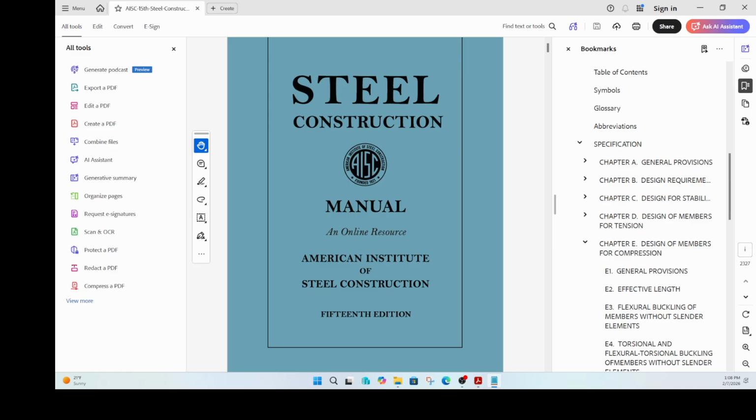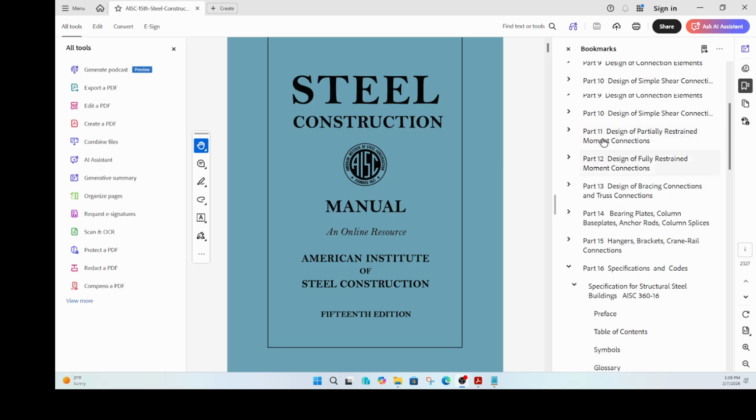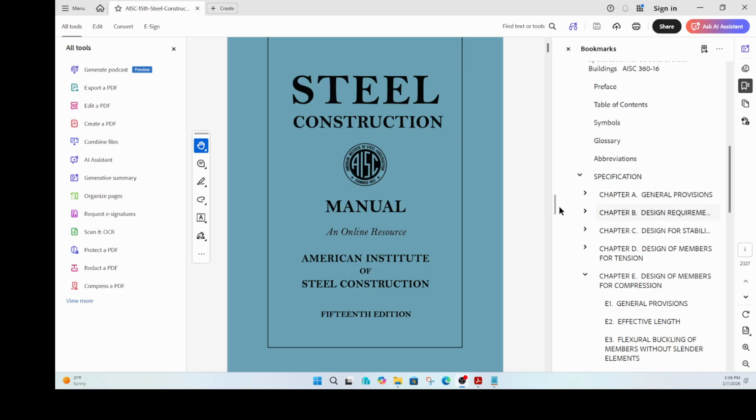I'm trying to transform all this abstract information into clear mental images. This visual association makes it much easier for you to recall specific requirements when you are under pressure, in an exam setting, for example. In this video, we're breaking down part 4 and chapter E, compression members, to see exactly how the theory translates into physical form. We will actually be doing a bunch of examples on these things, but we went through part 4 and chapter E in detail in the previous session.